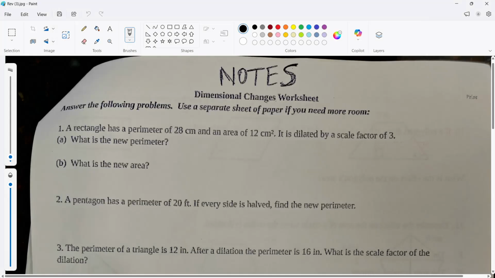These are geometry review notes. Answer the following problems. Use a separate sheet of paper if you need more room.